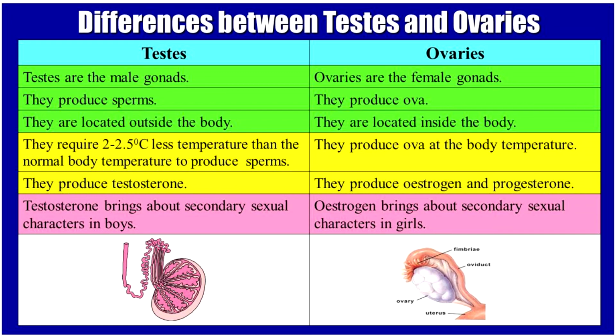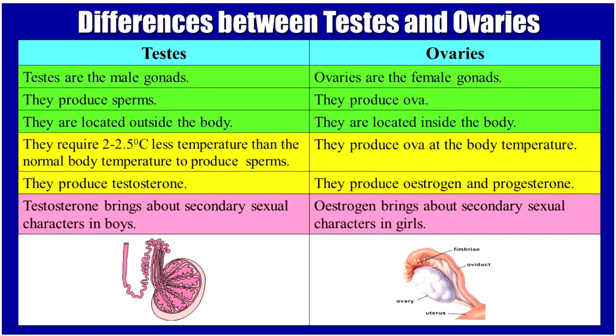Differences between testes and ovaries. Testes are the male gonads. Ovaries are the female gonads. Testes produce sperms. Ovaries produce ova. Testes are located outside the body. Ovaries are located inside the body.